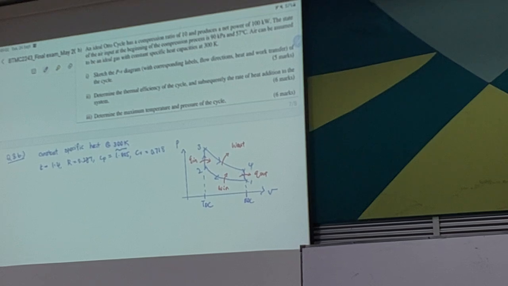Okay, so then we move on to the question itself. Question 2, just a basic question. Determine the thermal efficiency of the cycle and subsequently the rate of heat addition to the system. So you need to find out the thermal efficiency and also the Q in. Then 3, determine the maximum temperature and pressure of the cycle, which is T3 and P3. Now this question, you might think goes a bit the other way around, because usually when I teach you this, you find out the temperature first, then you find Q in, then you find thermal efficiency, right?